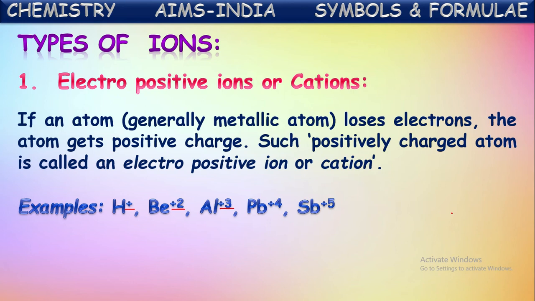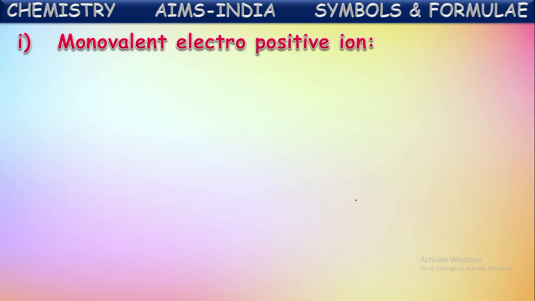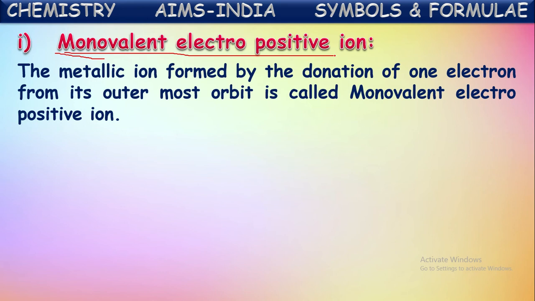In this way, except hydrogen, the remaining ones here are all metals. Metals lose electrons and form positive ions. These positive ions formed are called electropositive ions or cations. There are different kinds of positive ions, with different charges, so we can segregate them into different types. First, let us talk about monovalent electropositive ions. Mono means one or single. Monovalent electropositive ions are the metallic ions formed by the donation of only one electron from the outermost orbit.